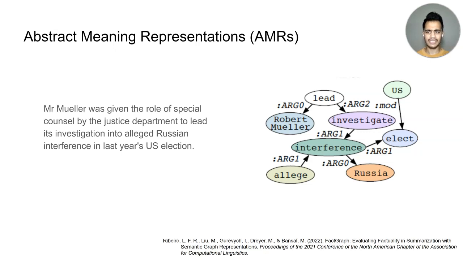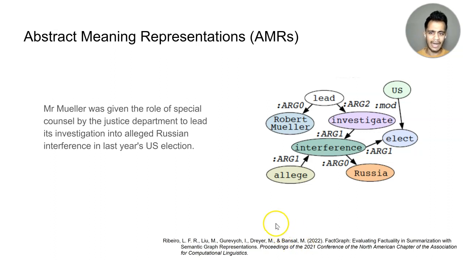On the left hand side, you see a piece of text which is talking about how Mr. Mueller was given the role of special counsel by the Justice Department to lead its investigation into alleged Russian interference in last year's US election. A fairly complex sentence. On the right hand side is an AMR representing the sentence. The key actors in this sentence have been represented by nodes, and the relationships between them have been captured by edges. So abstract meaning representation is a labeled graph representation for language.